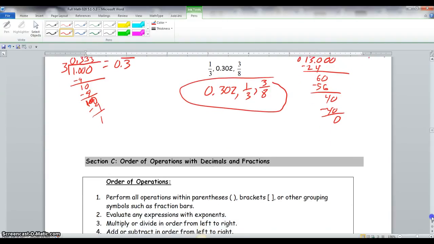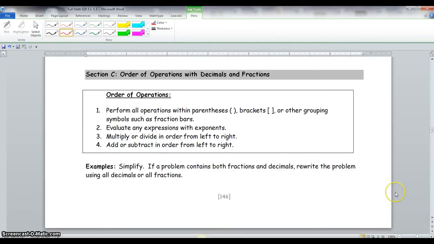Now we scroll down here to section C. We have order of operations with decimals and fractions. Okay, number 1, we have our parentheses. Number 2, we have our exponents. And we know step 3 is multiply or divide, whichever one comes first from left to right. And then finally add or subtract, whichever one comes first from left to right.